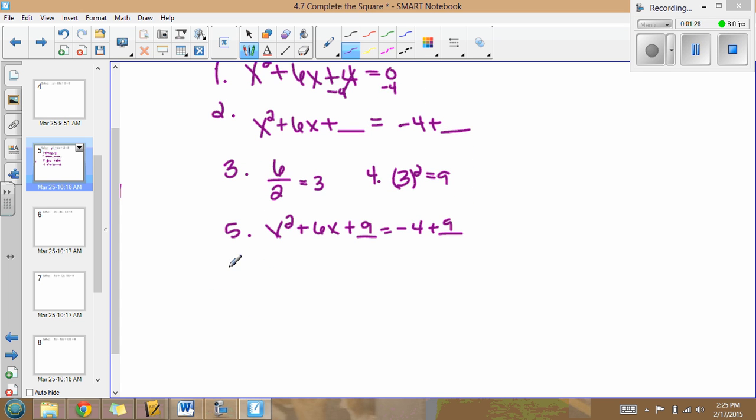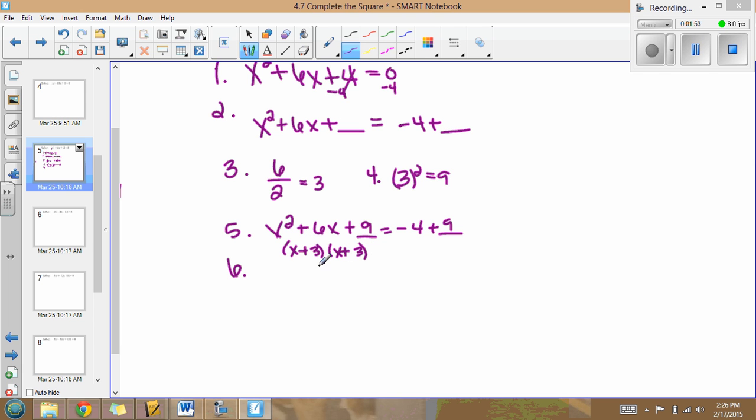Okay, step 6, if you recall from yesterday, is to write the left side as a perfect square. So I'm looking for my factors of 9 that add up to 6. So I know my factors of 9 are 1 and 9, and 3 times 3. So I know I'm going to have a 3 and a 3. And if I have a plus plus, I know that should be plus plus.